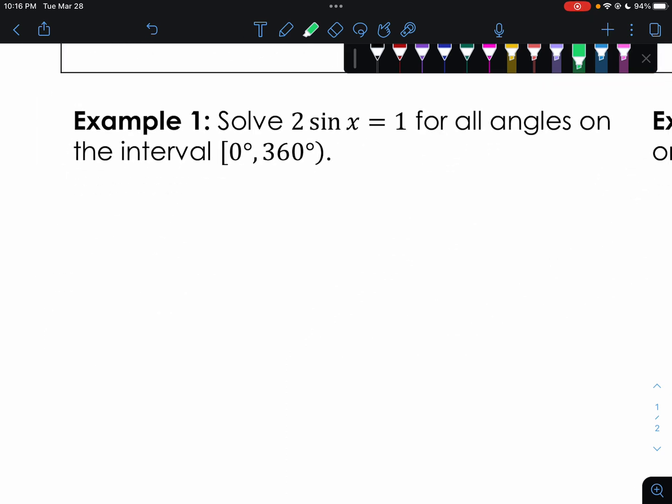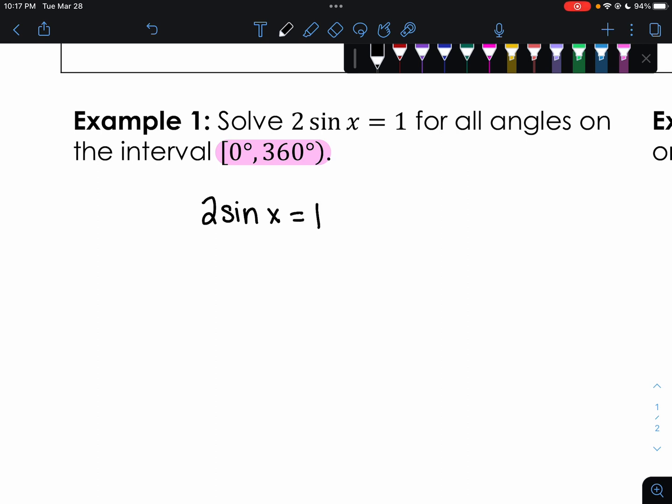So example number 1, we're going to solve 2 sine x equals 1 for all angles on the interval 0 to 360. So this right here is our domain restriction. We need to make sure that every answer we have falls between those, which is what we're used to listing anyways. So I have 2 sine x equals 1.